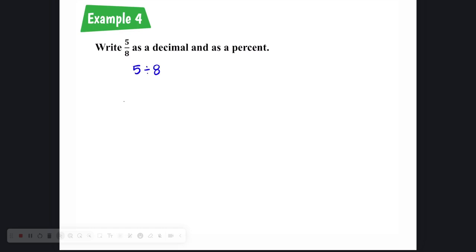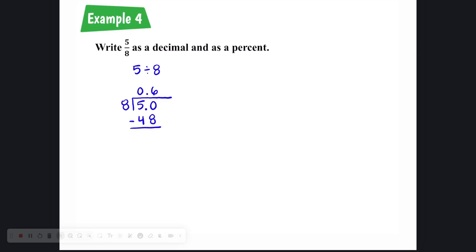Place the divisor 8 on the outside and place the dividend 5 on the inside. Since we know that 5/8 is less than 1 whole, let's go ahead and put a 0.0 after the 5. 8 does not go into 5, so place a 0 above the 5 and bring the decimal point up into the quotient as well. 8 goes into 50 6 times, and 6 times 8 is 48.